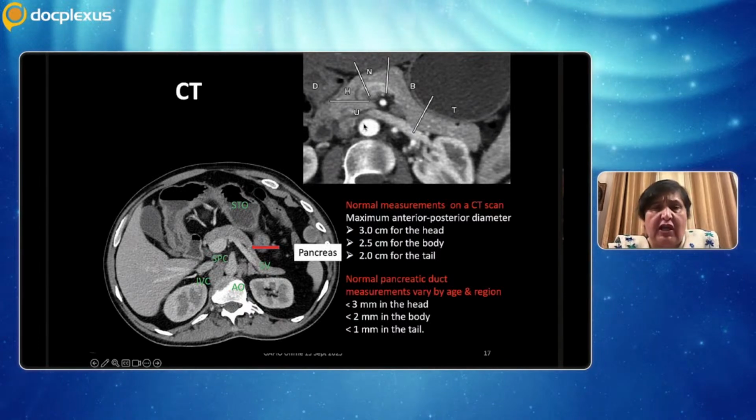of the patient. Now, there are certain measurements which are there for the head, body, and tail. Anything more than 3 centimeters for the head is abnormal. For the body, 2.5 centimeters, and 2 centimeters for the tail.